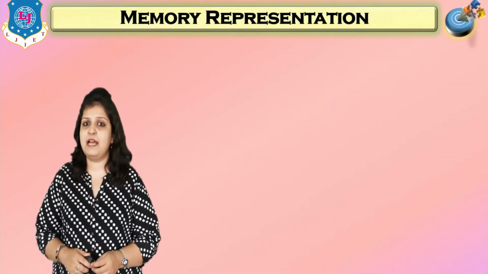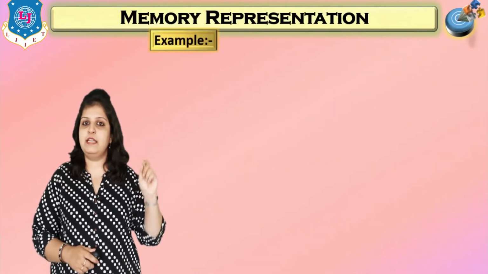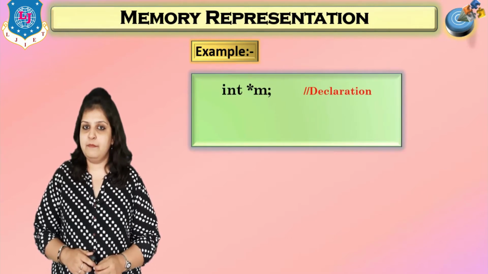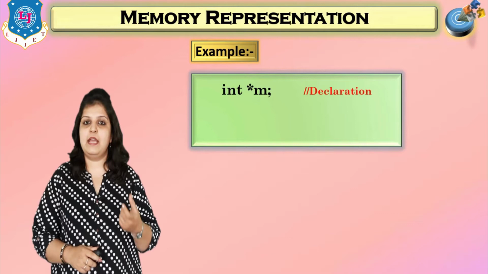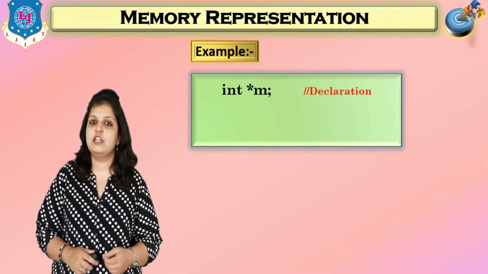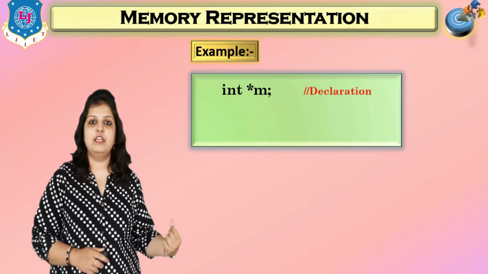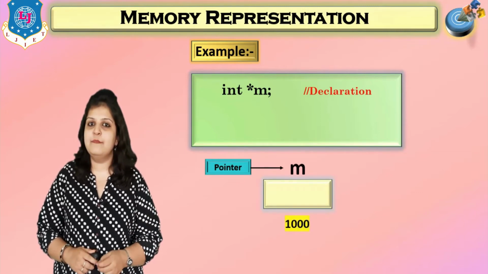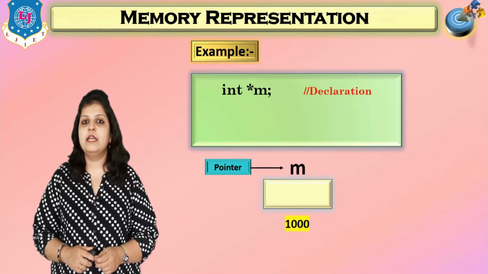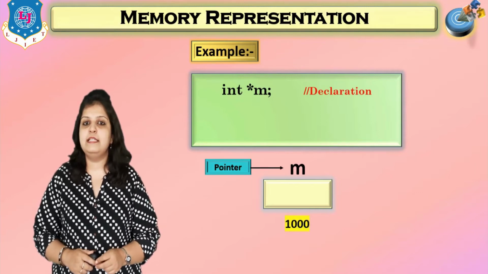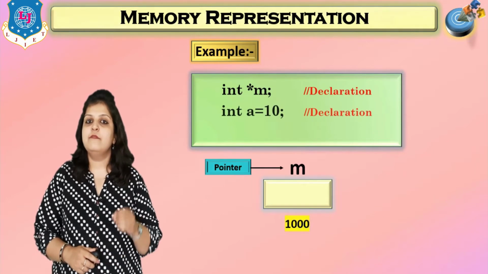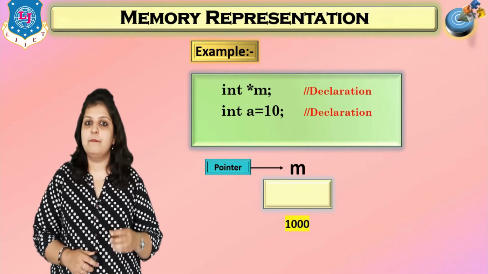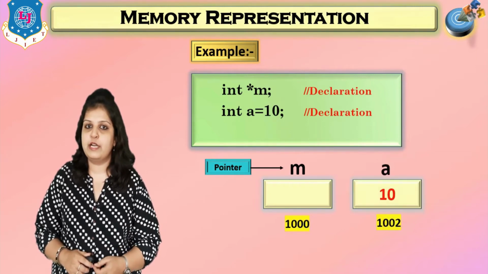So the same example I am writing here. First, when integer asterisk m is executed in memory, first of all one memory location will be allocated for the m pointer. So here, just to see in the figure, for m I am taking one random address, that is 1000. Now our second line is integer a is equal to 10.